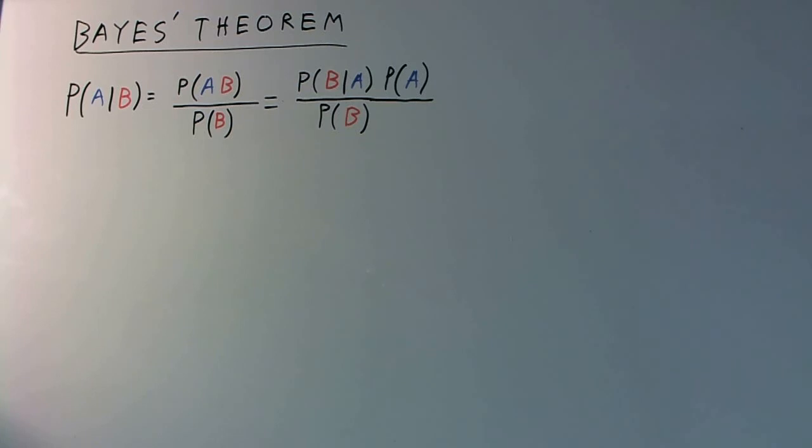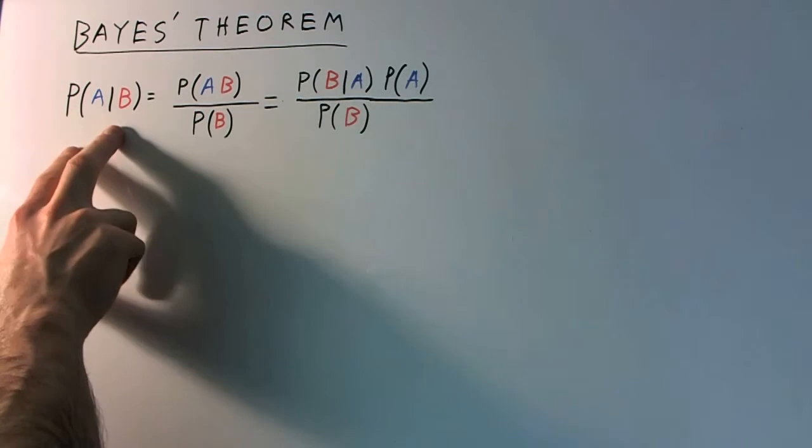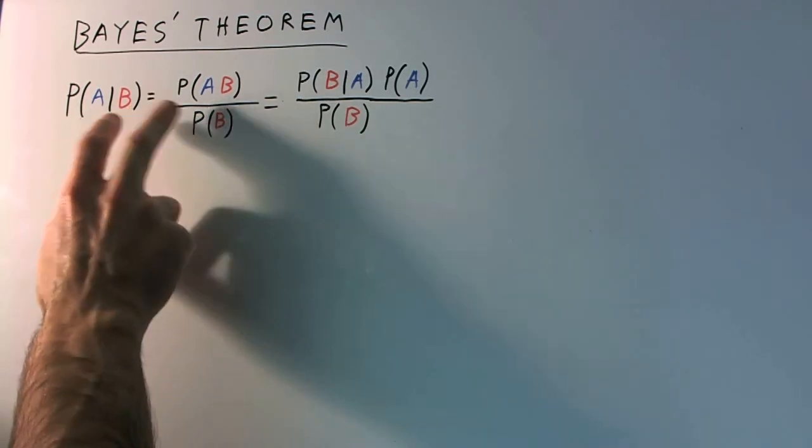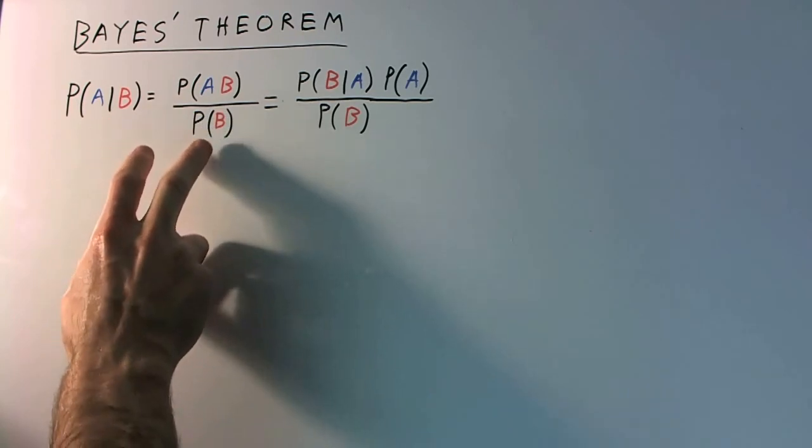Alright, so today we're going to talk about Bayes' theorem. Bayes' theorem is really great when you're trying to find the probability of something happening given something else. And obviously, those two events are not independent of one another, right? So Bayes' theorem basically states that the probability of A given B is going to be equal to the probability of A and B divided by the probability of B.